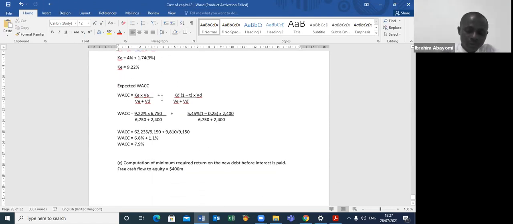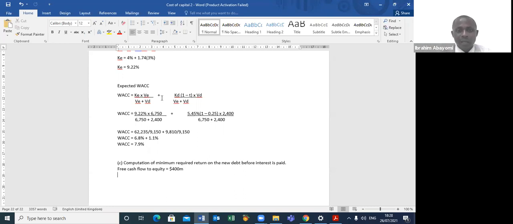Now, what do I need to do now? If I want to know the extra profit this 2,400 debt should bring in order to maintain my existing profit level, the first thing I need to do is discount my current free cash flow. I will discount it using my current cost of equity in order to get my current market value of equity based on free cash flow to equity.